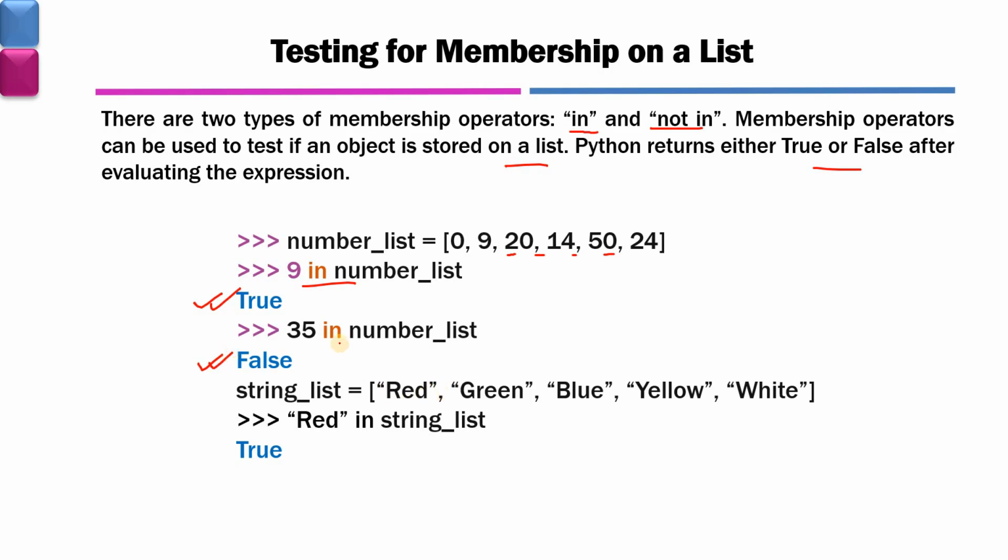The same thing can be done using a string list. Suppose I have created a string list: red, green, blue, yellow and white. Then if you write red in string list, true. Understood? In this way you can test membership on a list.